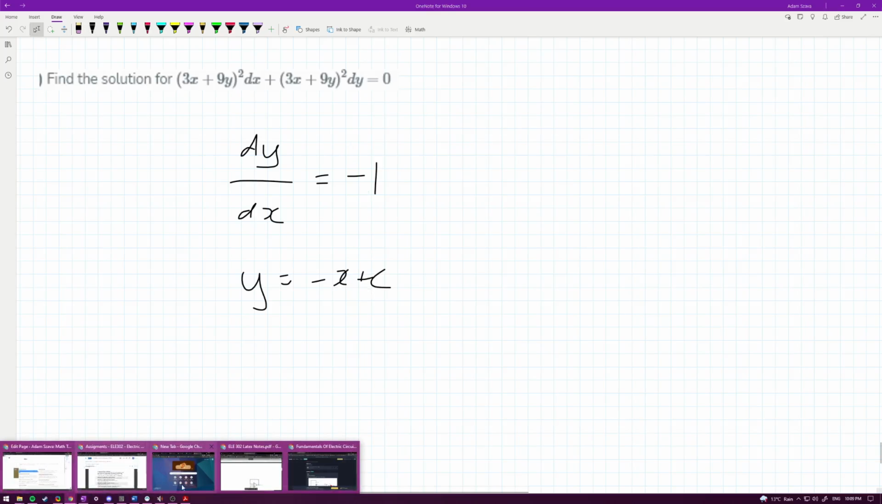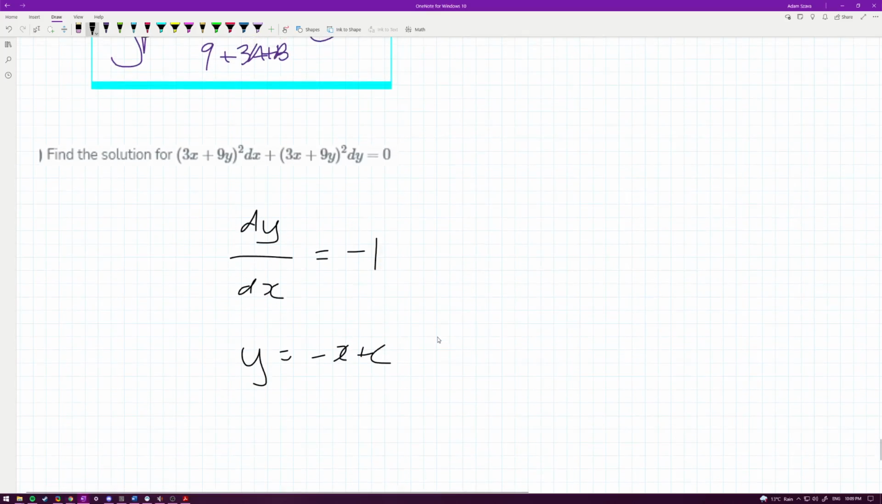So how'd you get to the dy over dx situation? So divide everything by (3x plus 9y) squared. You get this part, right? So we get dx plus dy equals 0.